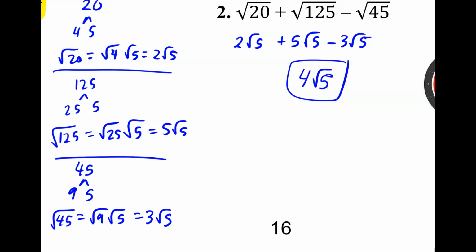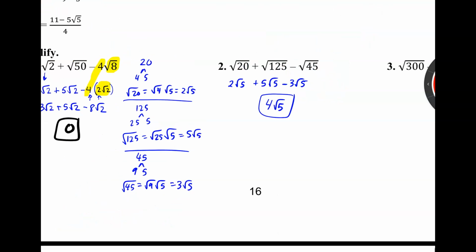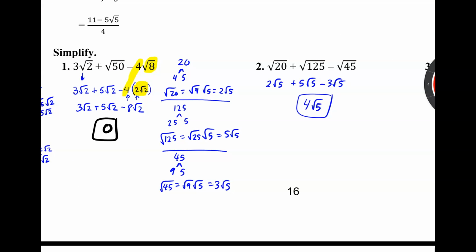Wait, what was your final answer? 0. So you don't do anything with the root 2? Well, the coefficient was 0, because if you take 3 plus 5, that's 8. 8 minus 8 is 0, so 0 times root 2 is just 0. Yeah.